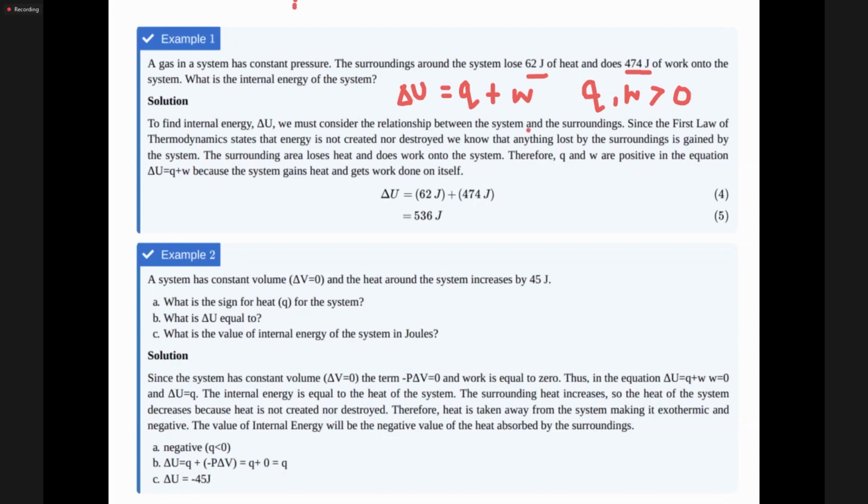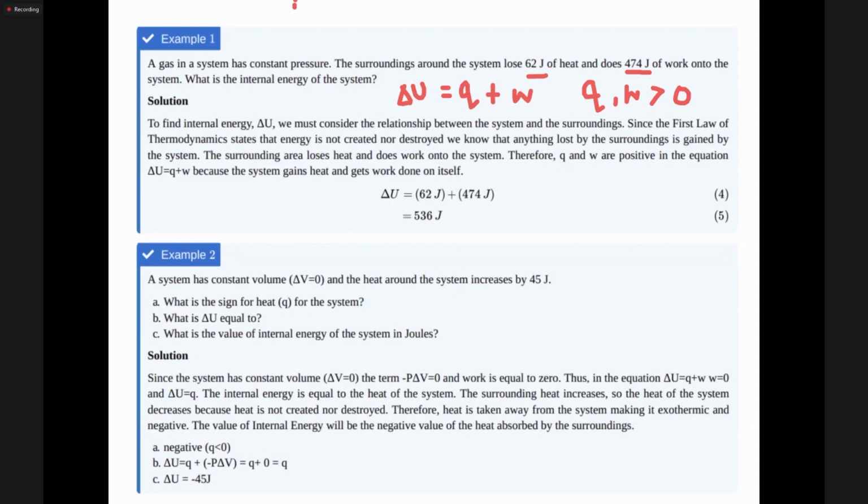So in this equation, if we put 62 joules in place of Q and 474 joules in place of W, we will end up getting delta U is equal to 536 joules. So the internal energy of the system will increase by 536 joules. That is the answer.